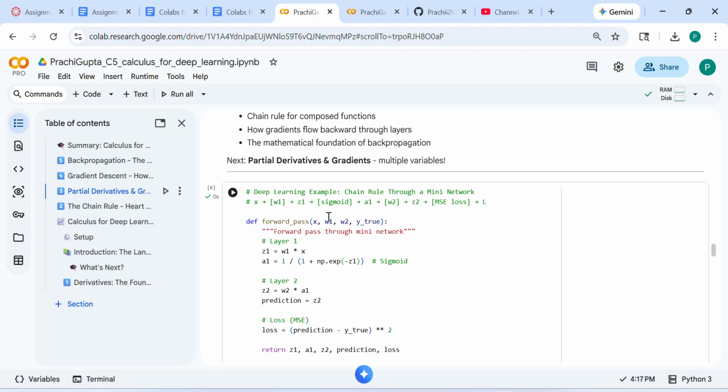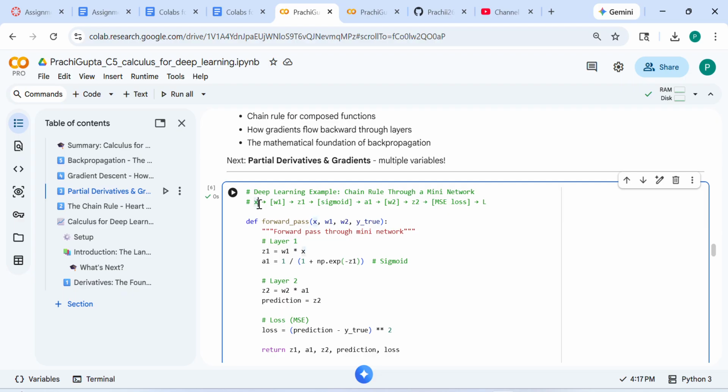So now here we will see the deep learning example where we will do the chain rule through a mini network. We'll create a mini network. So this is a chain rule, but now in a neural network style pipeline. How does this pipeline actually work? First we will multiply by the weights, and then we will apply the sigmoid, and then we will multiply by another weight, and then we will compute the loss.